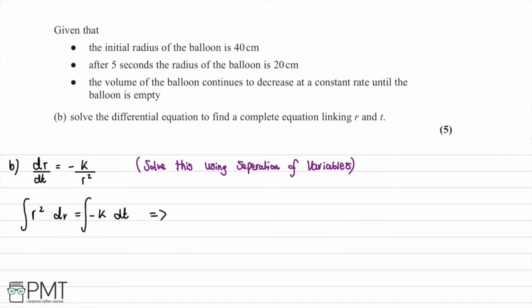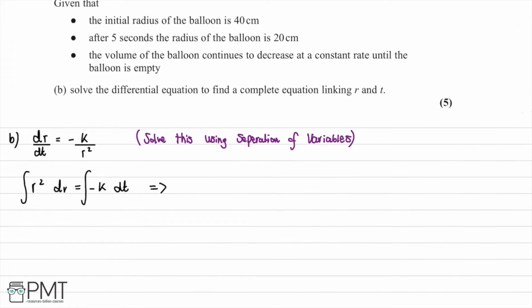So what is this going to be? If we integrate r squared with respect to r, we add 1 to the power and divide by the new power. So this is going to be r cubed divided by 3, and this is going to be equal to negative kt, as that's what we get with integrating negative k with respect to t. Then we're going to add on alpha, so we'll just note alpha is a constant. That's our constant of integration there.